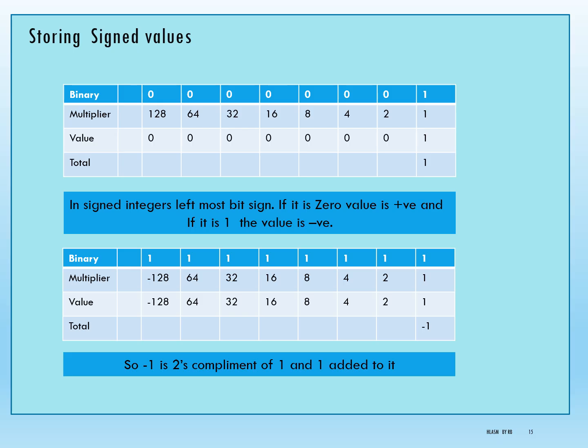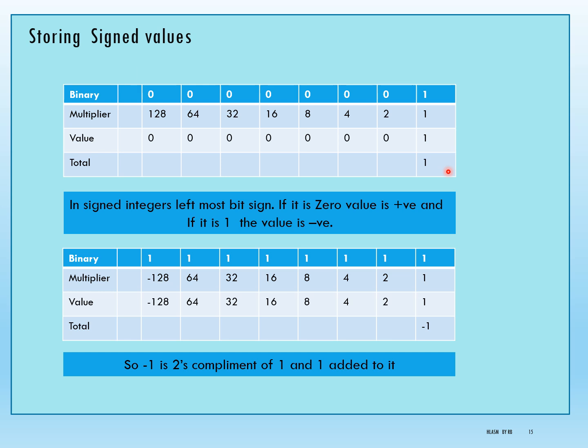In a signed integer, if the leftmost bit is 0, it is positive, and if it is 1, the value is negative. I know this looks a little complex, but I will try to explain it in two or three different ways. Let us assume you have a binary value with all zeros and a 1 at the end. This is 2 power 0, which is 1, and the rest are all zeros. The total value is 1, because 1 into 1 is 1, and the rest are all zeros.